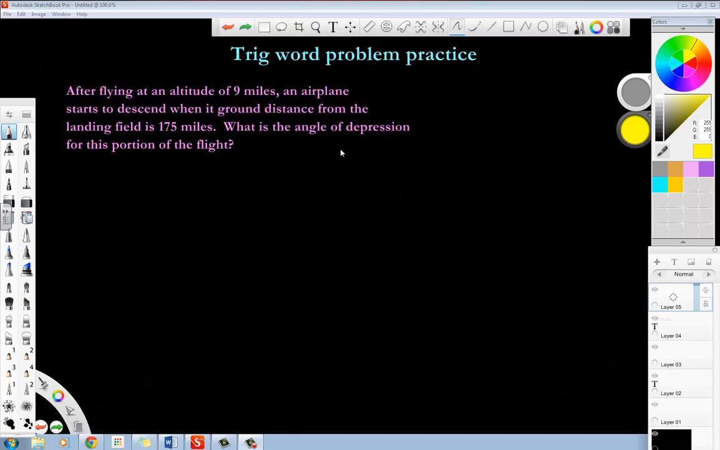We're going to do trig word problem practice now. You've done all the trig guides, part 1 through 5, and now it's time to practice word problems. So we have a plane that's flying at an altitude of 9 miles. So let's go ahead and start drawing here.